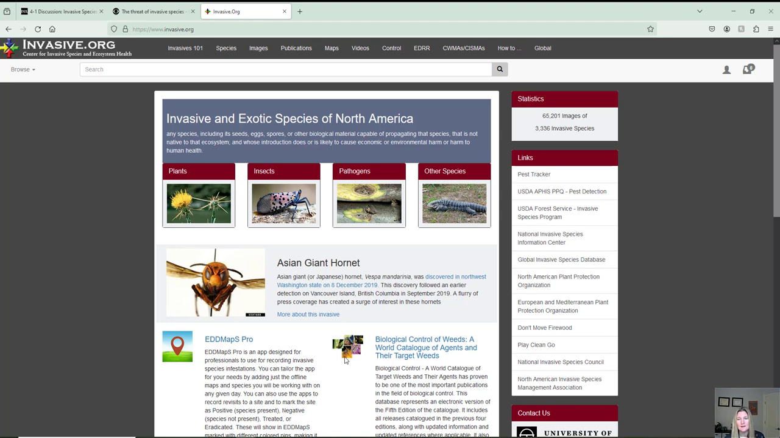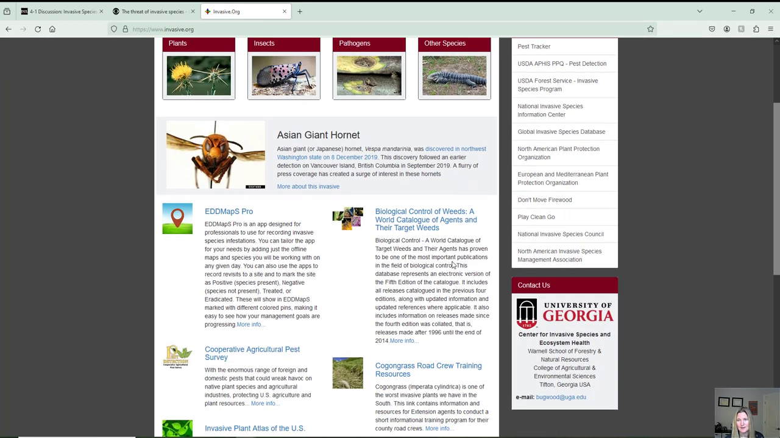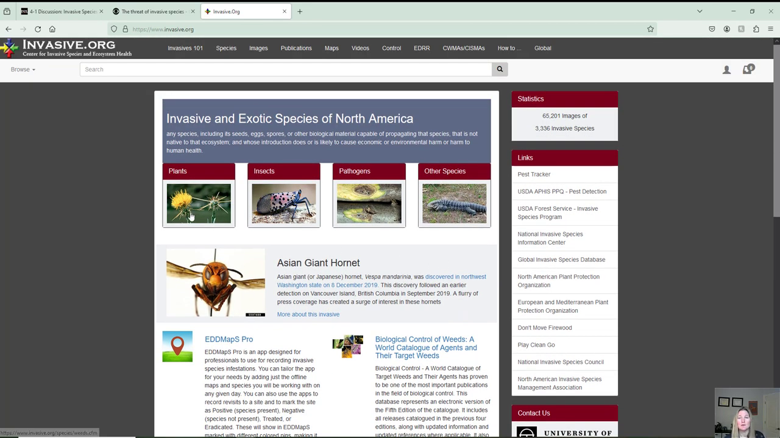That's www.invasive.org. Here you can see different species that are considered invasive, and you can locate species that are closer to your area. They have maps and things like that. Okay, so this will give you a good idea once you find some information. This could be a useful resource.